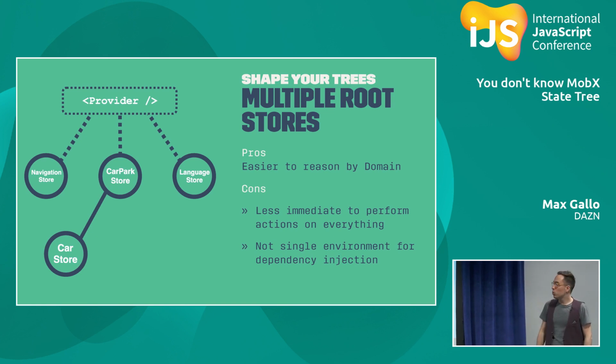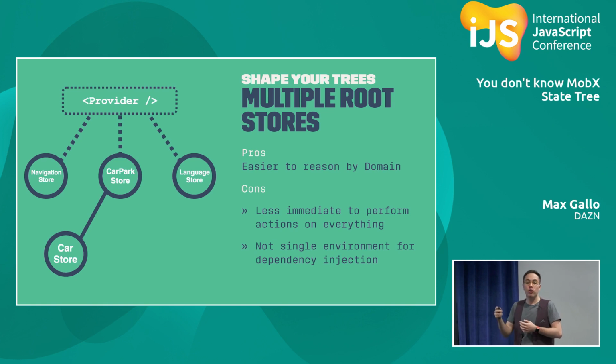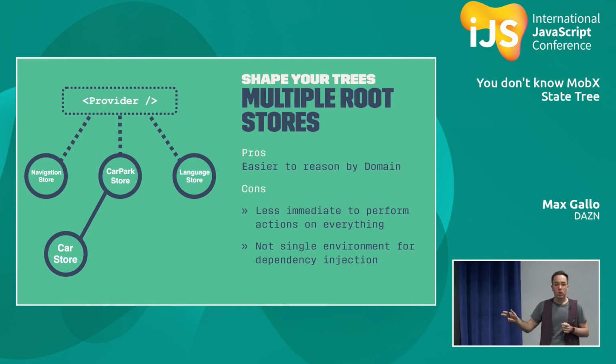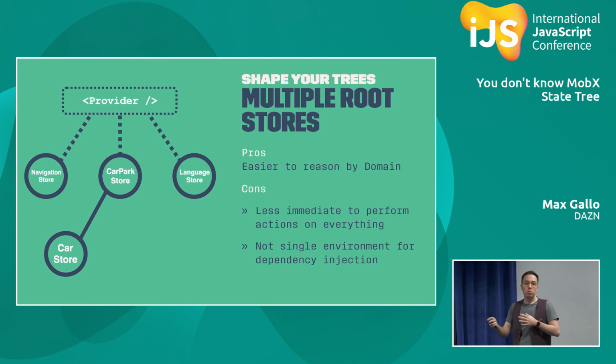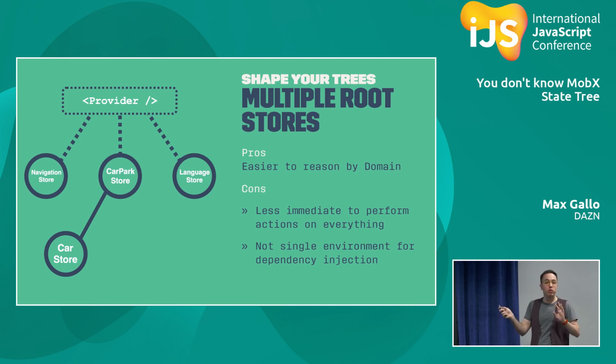As a warning, we need to be aware that it's less immediate to perform actions on everything. For example, again, a snapshot. If you need the snapshot of your whole application state, in this case, you need to take 3 snapshots, which you may want to, you may not want to, it's up to you. There is not a right and wrong thing. The creator of MobX and MobX State Tree say that it's perfectly fine to use one of the 2 combinations.